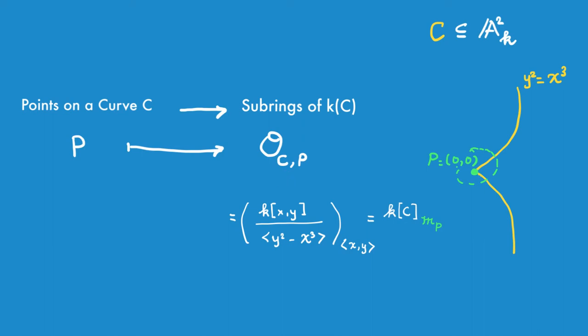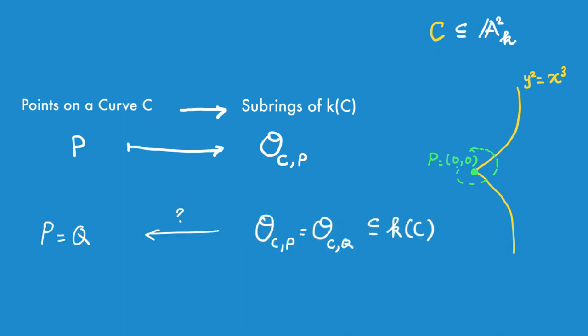Coming back to our discussion, as we said, for every point P we can associate this local ring which captures local information at P. Now, the natural question is, does this ring determine P uniquely? That is, if the local rings at two points P and Q on the curve C are the same, does it mean that P must be the same as Q? And we'll answer that in the next video.